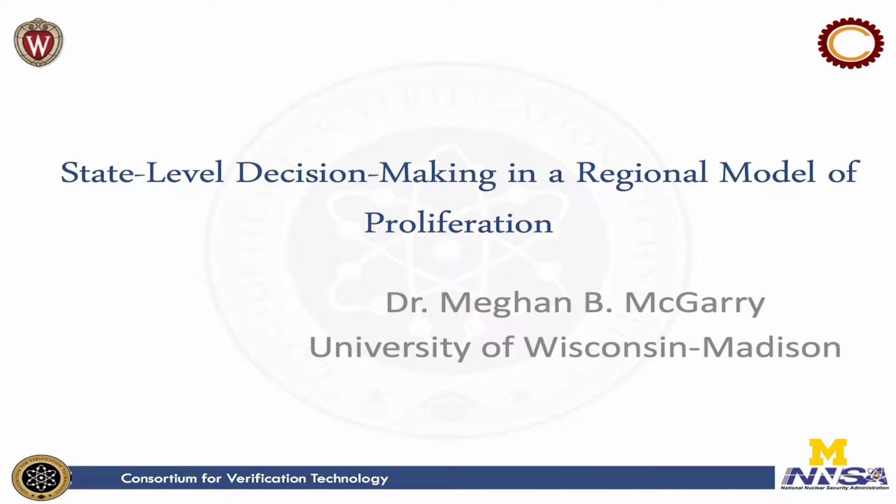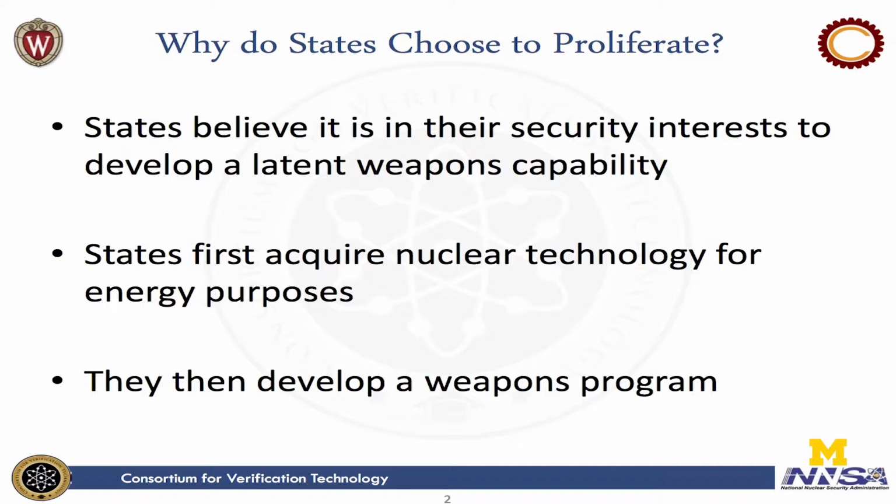So as Sean mentioned, I'll be talking about how we can make models of state-level decision-making and understanding the motivations for countries to pursue nuclear weapons in order to make regional models that assess the risk of proliferation.